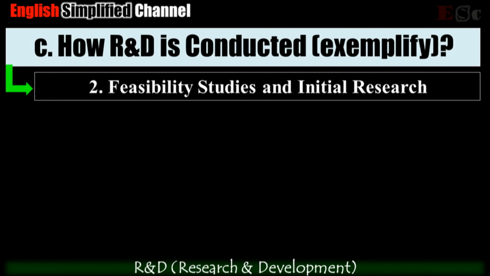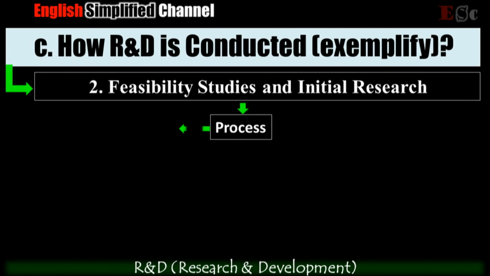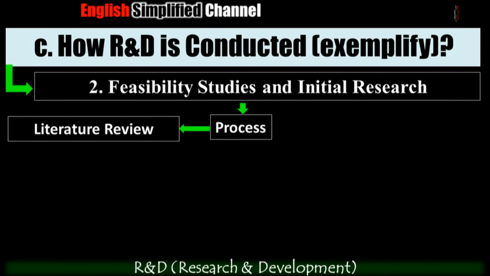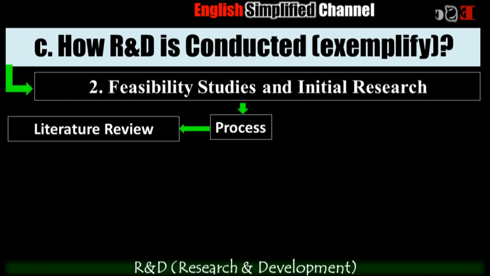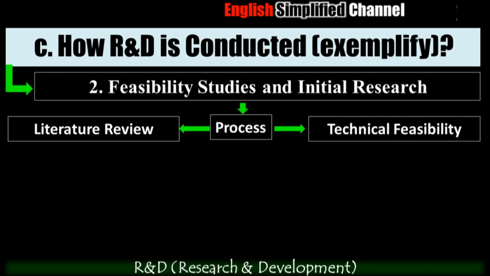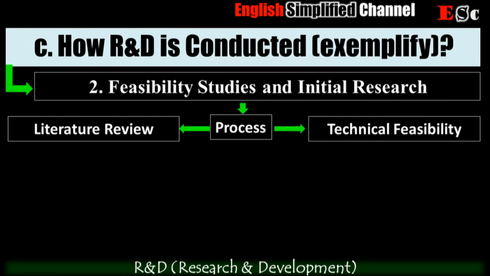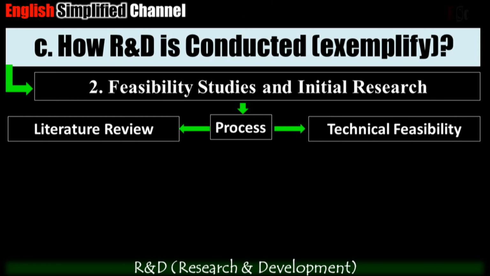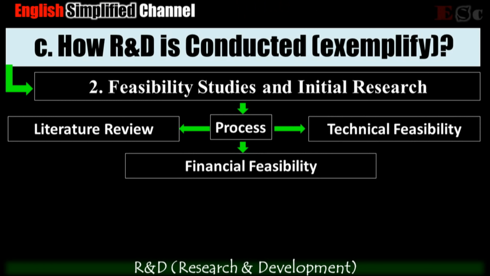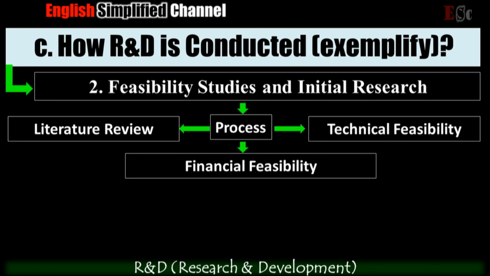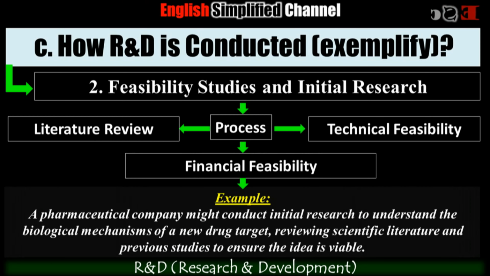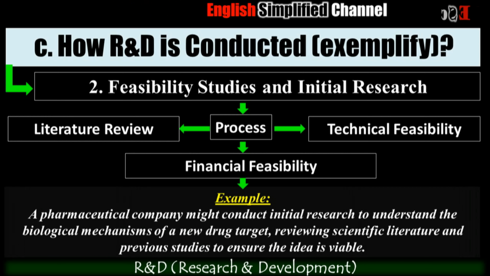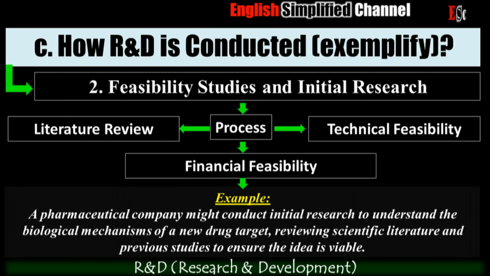2. Feasibility studies and initial research. Process: literature review. Studying existing research papers, patents, and technical reports to understand the current state of knowledge. Technical feasibility: assessing whether the idea is technically feasible with the current technology. Financial feasibility: estimating costs and potential returns to ensure the project is financially viable. Example: a pharmaceutical company might conduct initial research to understand the biological mechanisms of a new drug target, reviewing scientific literature and previous studies to ensure the idea is viable.